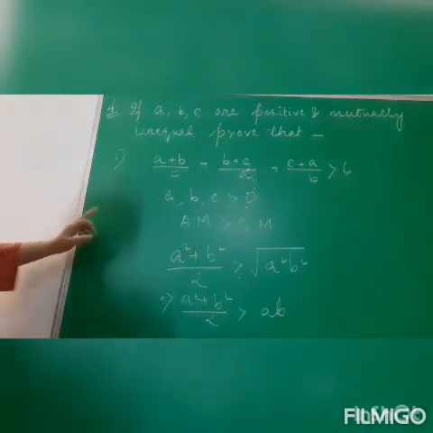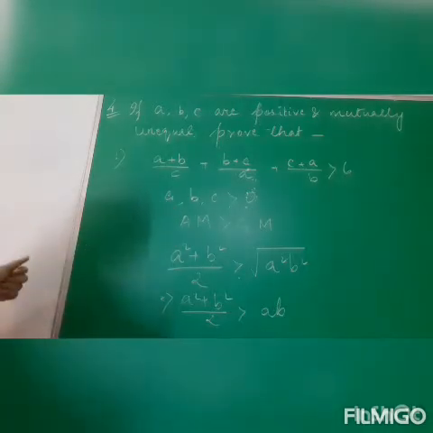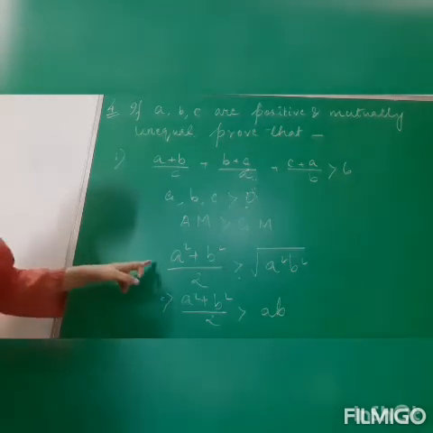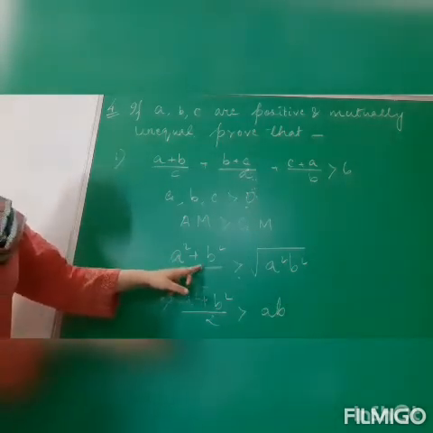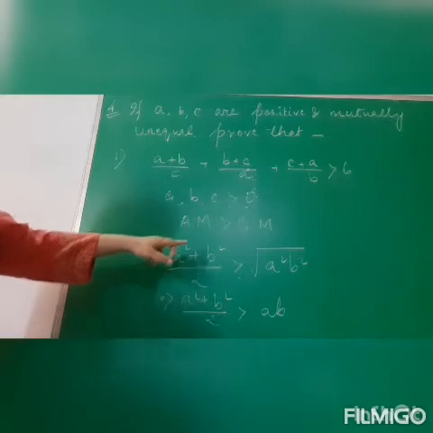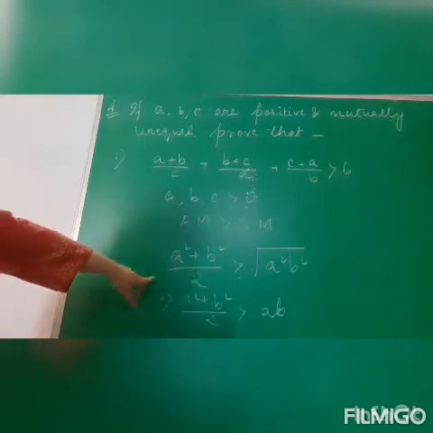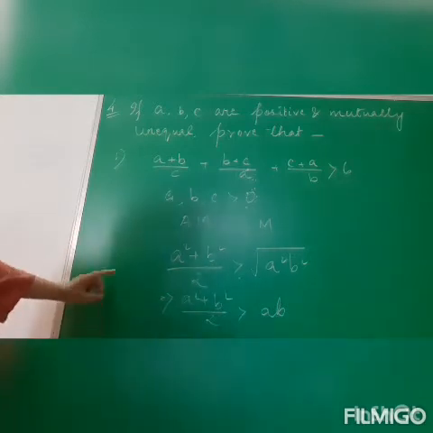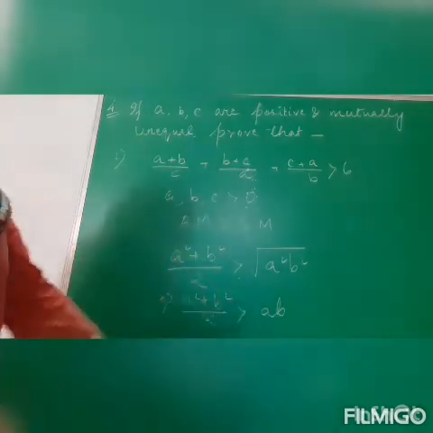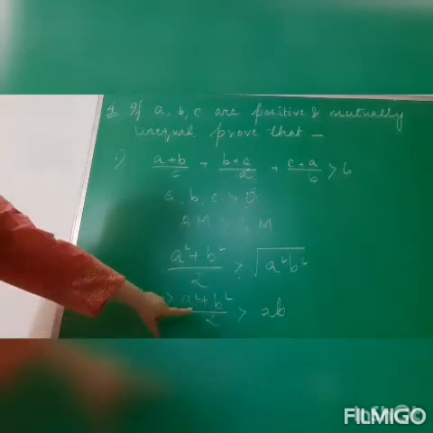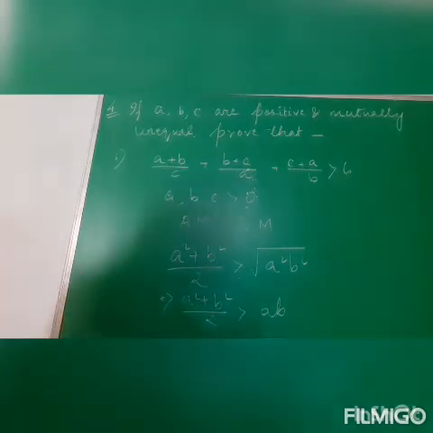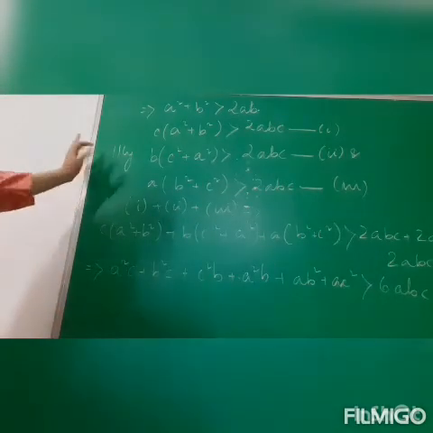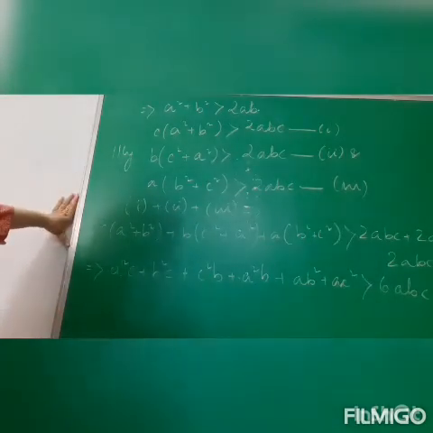For that, a, b, c are greater than 0, and we know that the arithmetic mean is greater than the geometric mean. So I will take two terms here, a square and b square. The arithmetic mean will be (a square plus b square)/2, which is greater than root of a square into b square. Now remove the root sign, so I get ab. So (a square plus b square)/2 is greater than ab, which implies that a square plus b square is greater than twice ab.